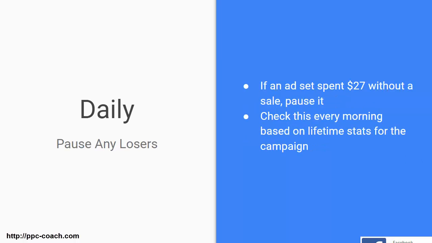Okay, pause any losers. So if an ad set spends $27 without a sale, you're going to pause it. Check this every morning based on lifetime stats. It's really easy to do.